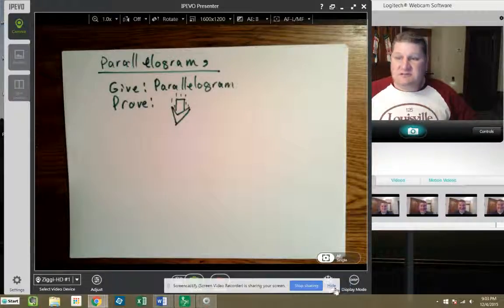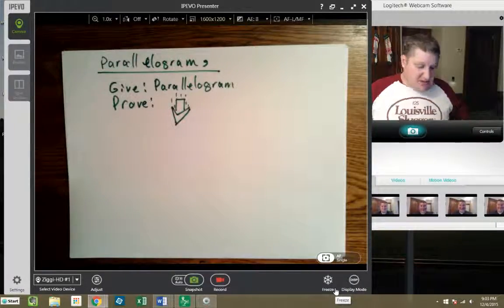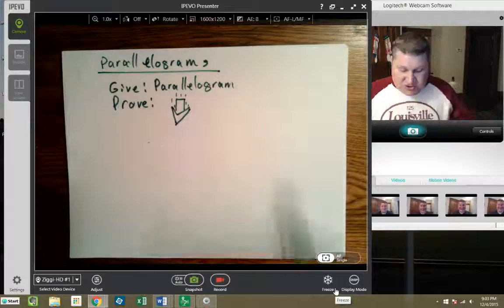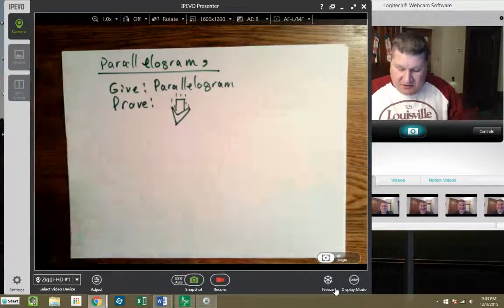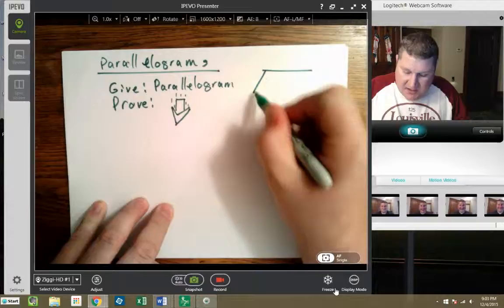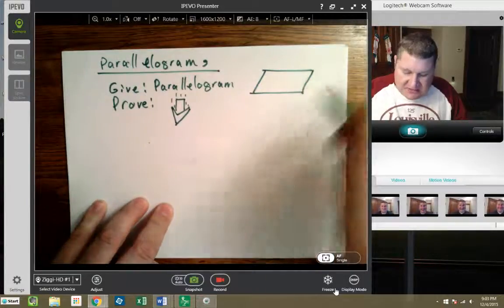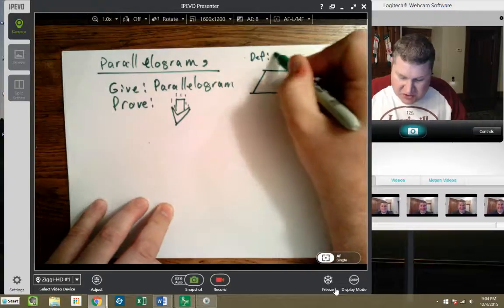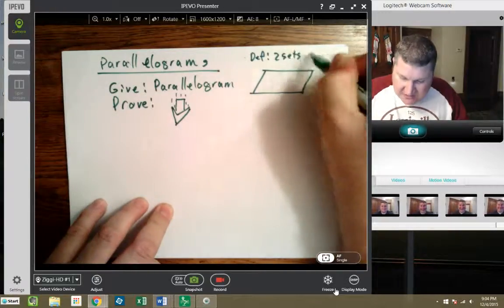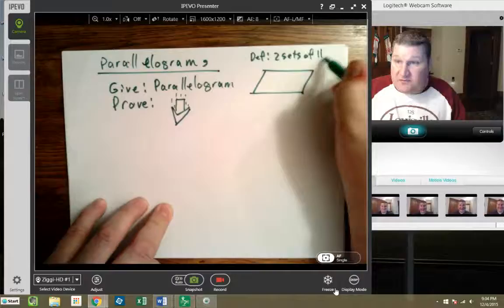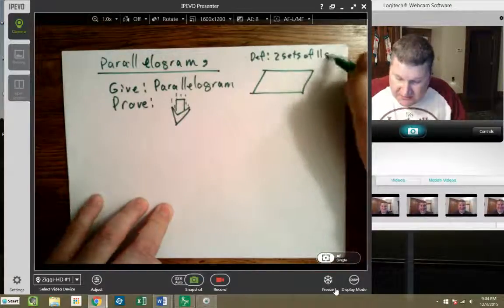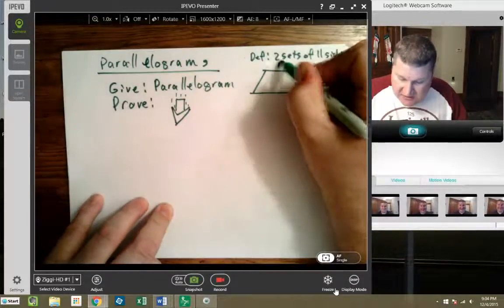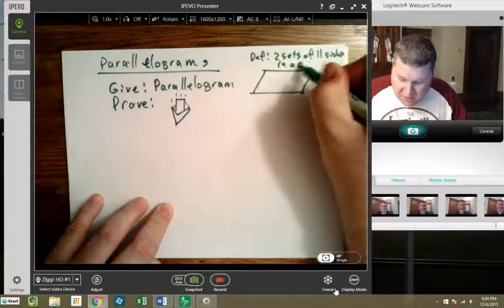Okay, ladies and gentlemen, let's talk about parallelograms. Now, what we're going to do is we're going to assume a parallelogram is a parallelogram. Now, remember, in a parallelogram, we can only say one thing. The definition is two sets of parallel sides in a quadrilateral, that's what the two vertical lines mean.